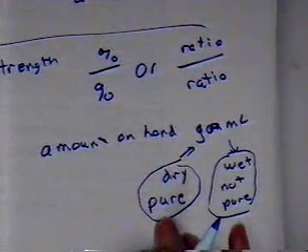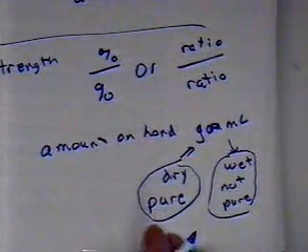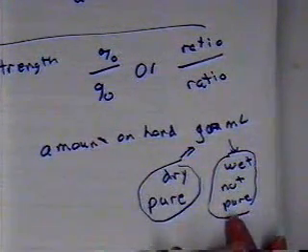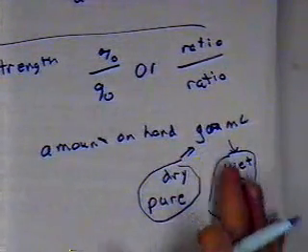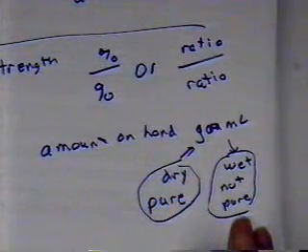And the reason we have to know this is sometimes we have to label our answer grams, and sometimes we have to label it milliliters. If it was pure, it was grams. If it was not pure, it was milliliters.